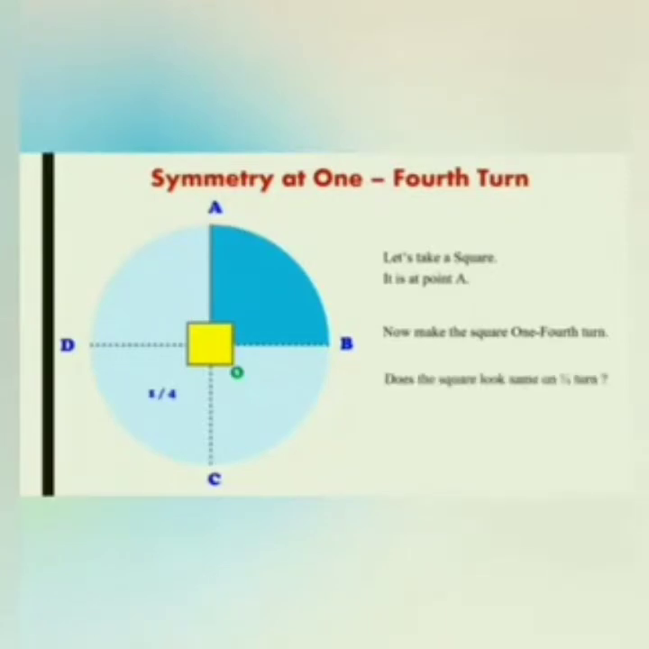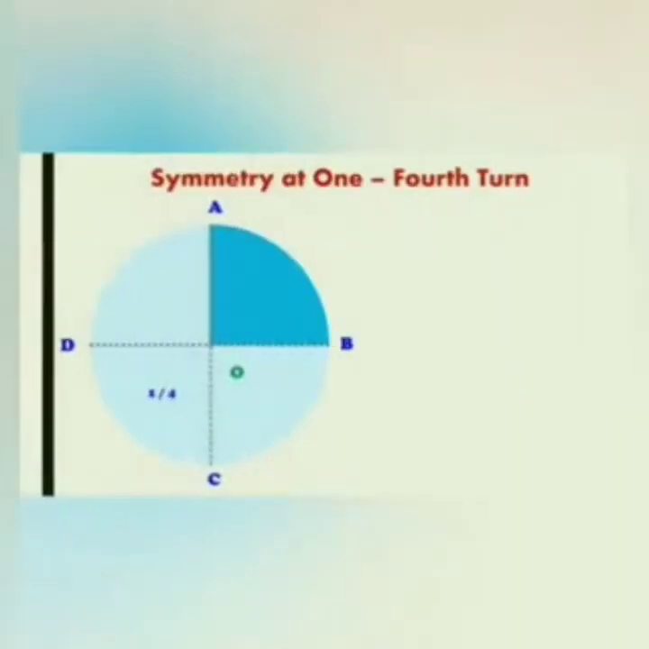Our question is, does the square look the same on 1/4 turn? After 1/4 turn, will it look the same or not? Yes, the square looks the same on 1/4 turn. Let's have another example. We can take one triangle now. It's at point A now. Now we make the triangle 1/4 turn.